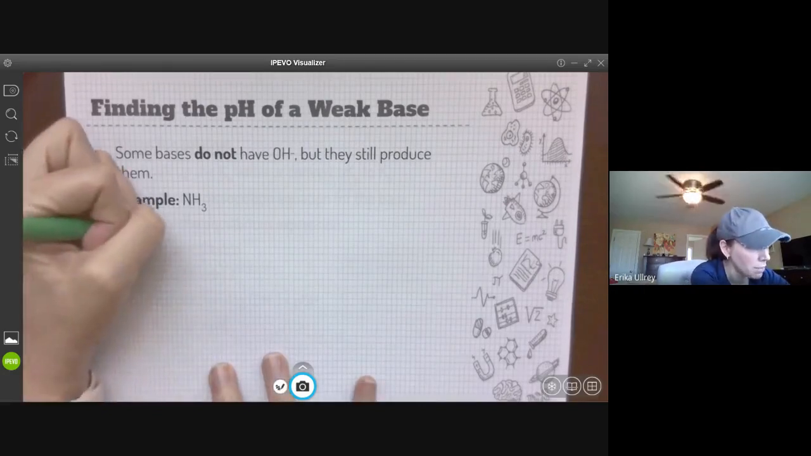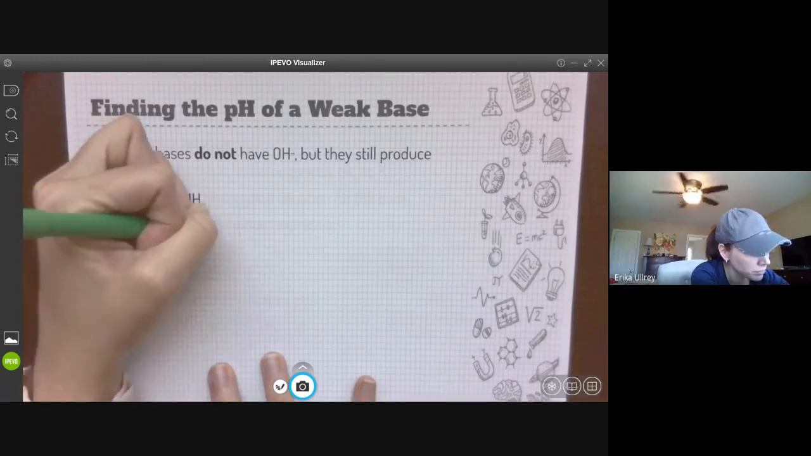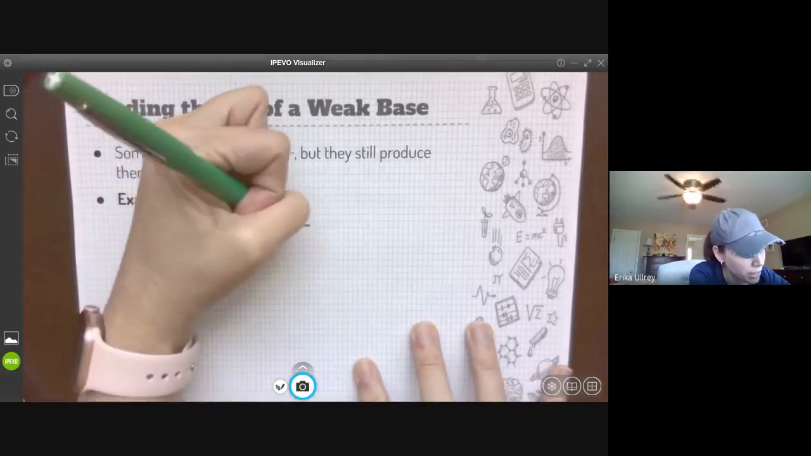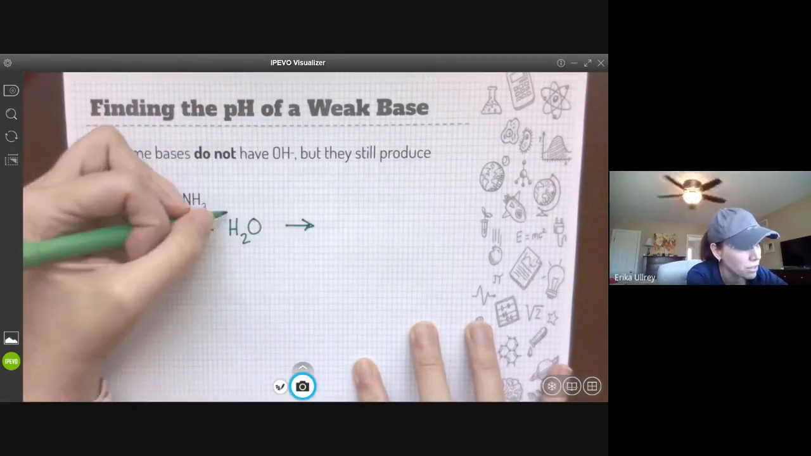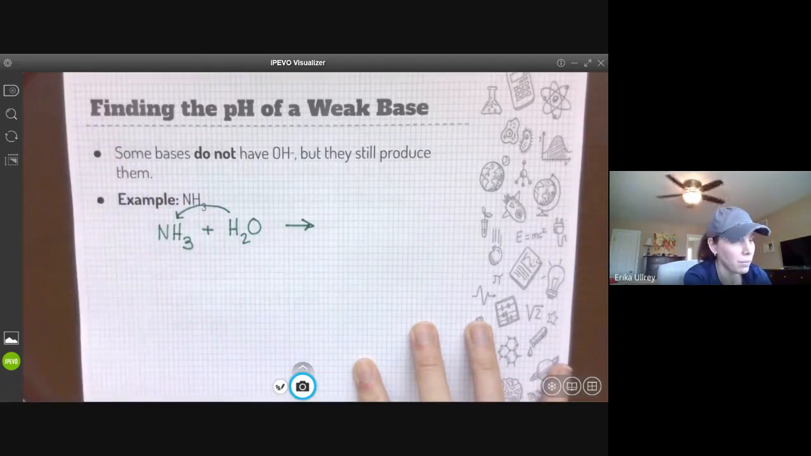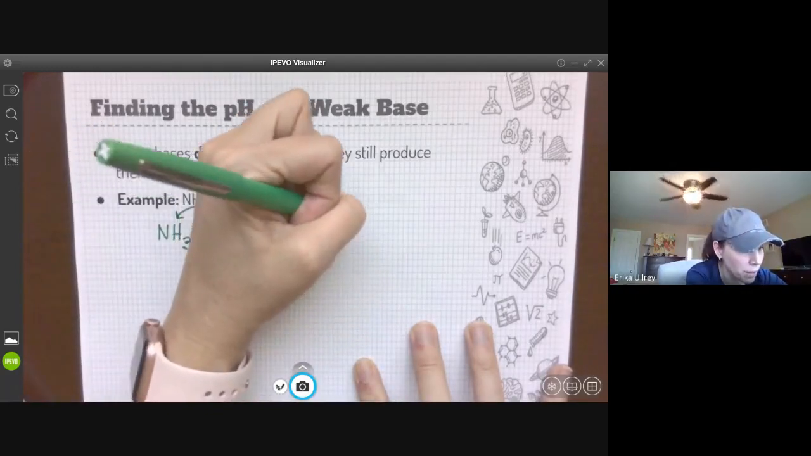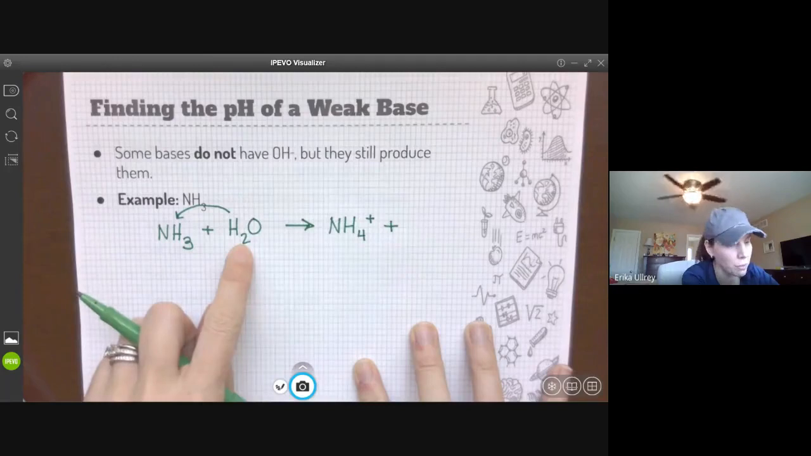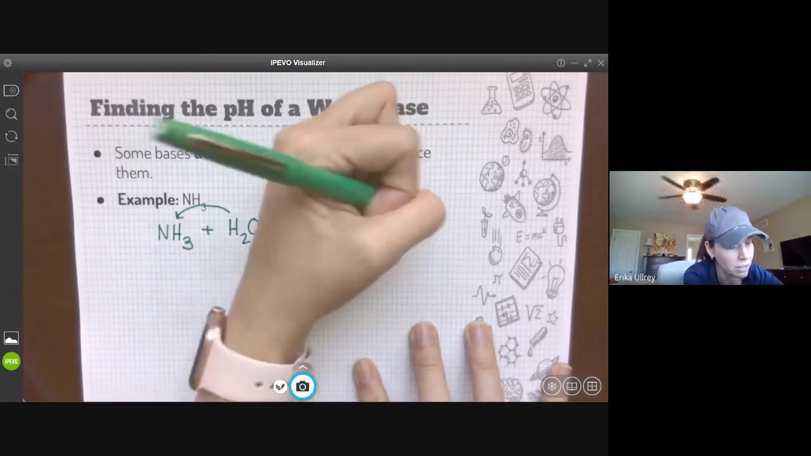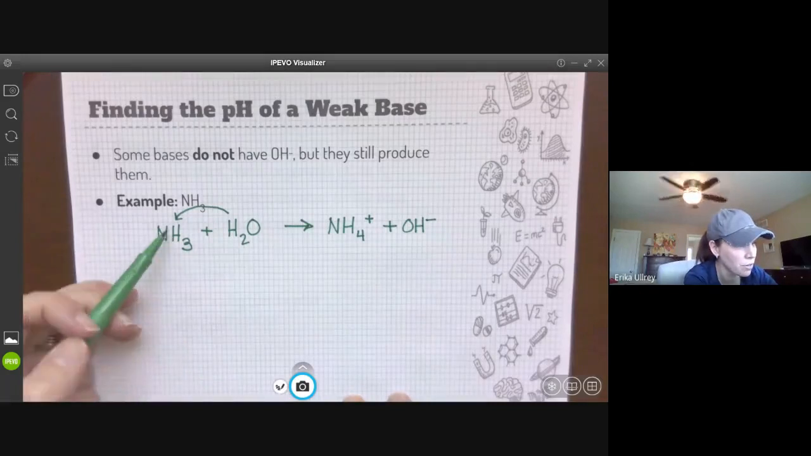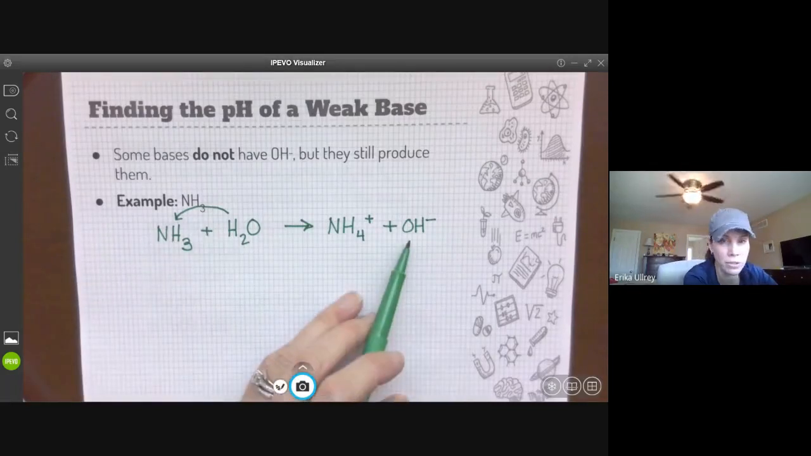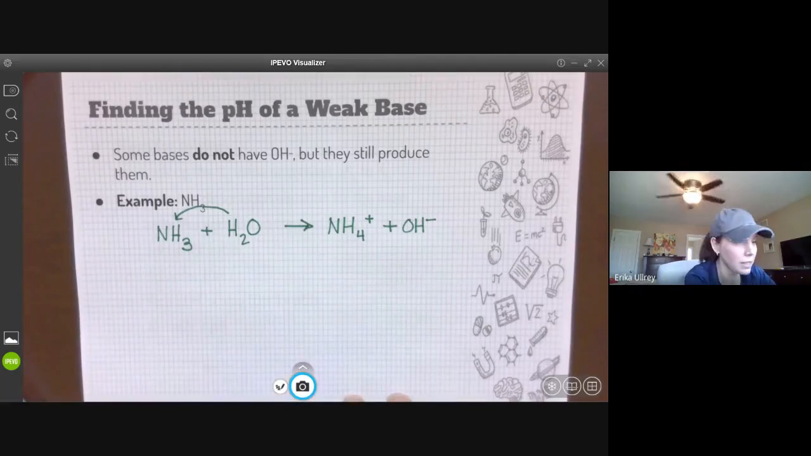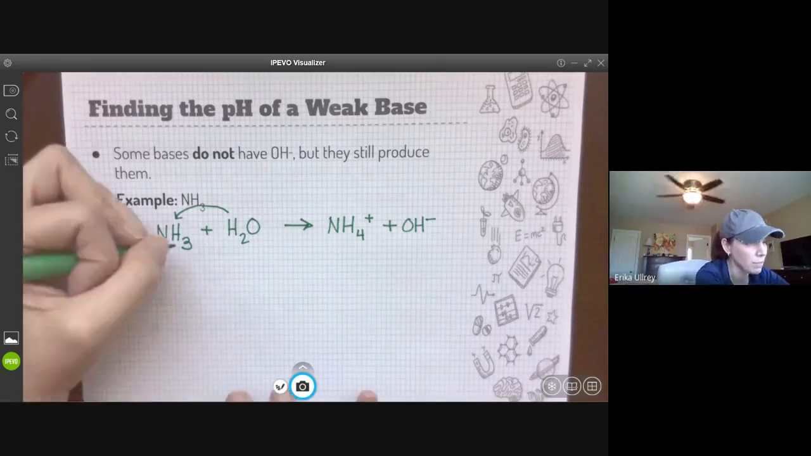So NH3 is my base. Water is going to act as my acid. And what we get as a result is the hydrogen from water is going to get transferred to my ammonia and form what's called ammonium, which is NH4+. And when a hydrogen leaves water, it forms hydroxide. So even though there's no OH in the base itself, it still produces OH- ions by stealing a hydrogen from the water.